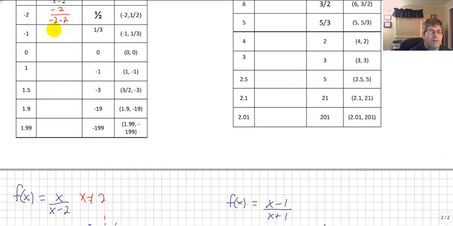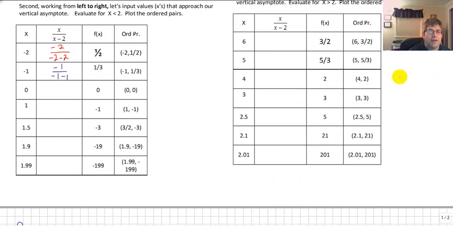And when I input -1, I have x is -1 over -1 minus 1. Oh, pardon me, it helps if I use my function. It's x minus 2, not x minus 1. So x is -1, so I get -1 over -3, which is 1/3. So when I input -1, I output 1/3. So my ordered pair is -1, 1/3.